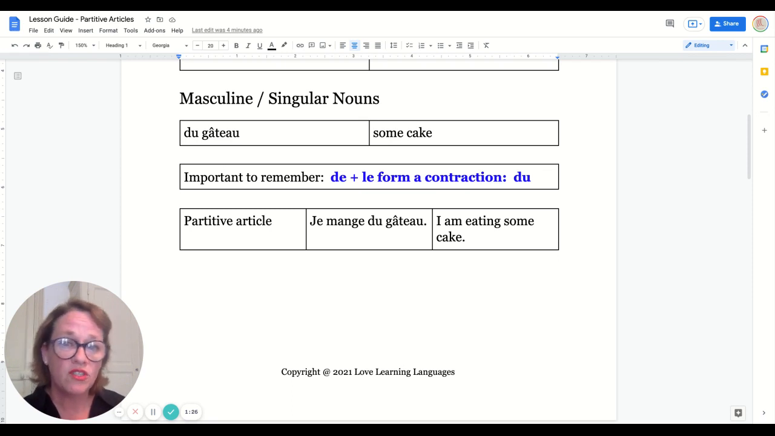So in fact, what you're doing is you're not eating the whole cake. You're not eating a cake. You're having a part of it. That's why it's called the partitive. So this means some cake. And this is important to remember when you have de and le next to each other. They form a contraction, which is du. D'accord? We've seen this before. When you have a followed by le, it forms a contraction, au. It's the same kind of thing. So here's an example using the partitive article. Je mange du gâteau, which means I'm eating some cake.